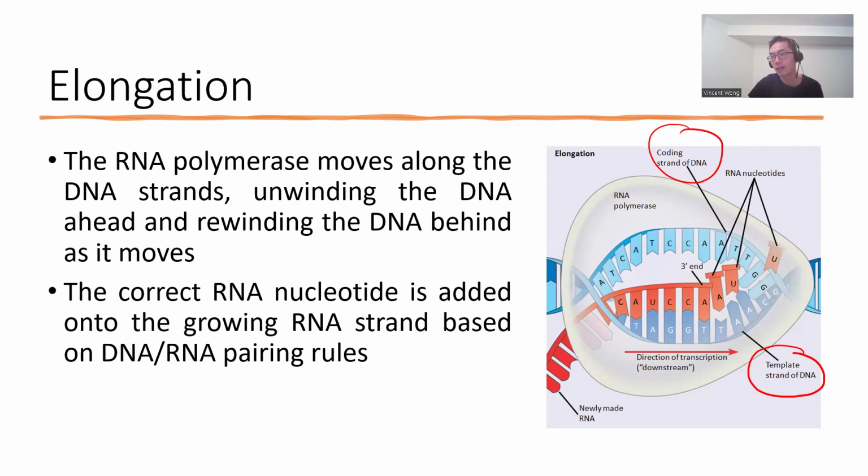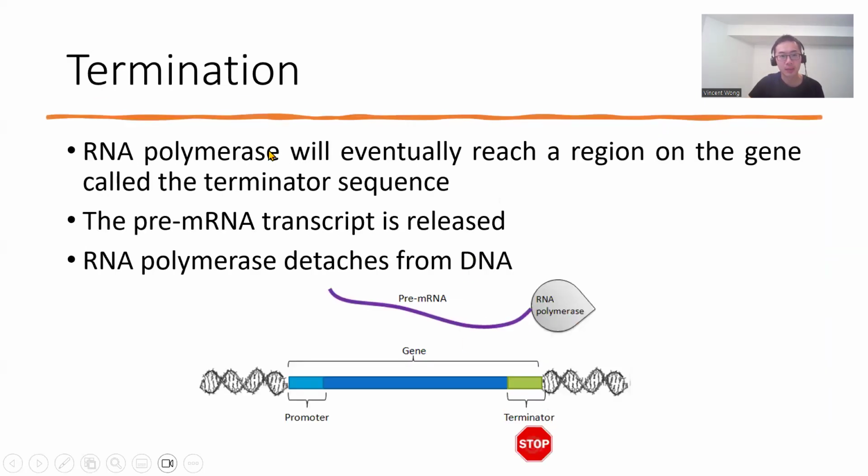Until we get to the termination part. That's right, the terminator. So RNA polymerase will eventually reach a region on the gene called the terminator sequence. The pre-mRNA transcript is released. Right, that's the purple thing right here. That's the pre-mRNA. That's the copy that we just made. And then we no longer need to copy more. So the RNA polymerase is going to fall off. The terminator sequence is where we're going to stop this transcription process.